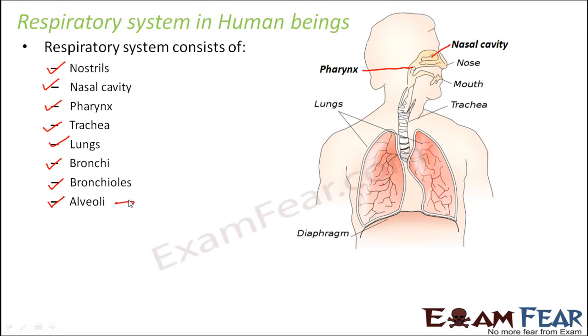And alveoli is the place where the actual exchange of gases takes place. That means this is the place where oxygen which is taken in is sent to the blood, and carbon dioxide, which was a byproduct of cellular respiration, comes from the blood to the alveoli. Once it reaches the alveoli, it means it has reached the lungs, and then from the alveoli it follows the same path to be thrown out of the body through the nostrils.